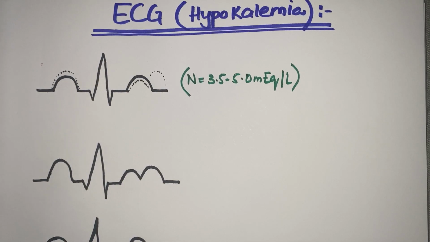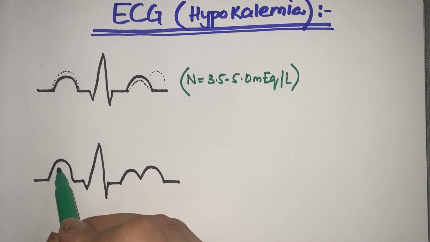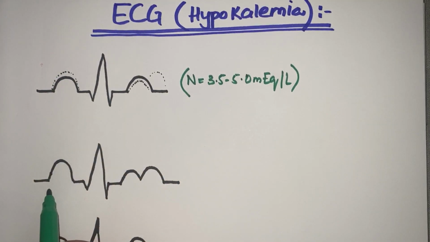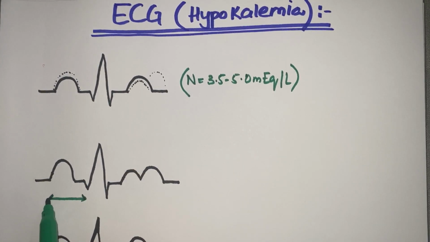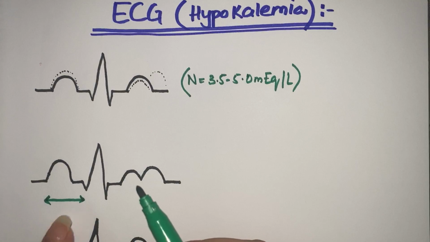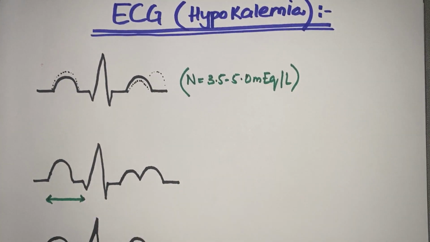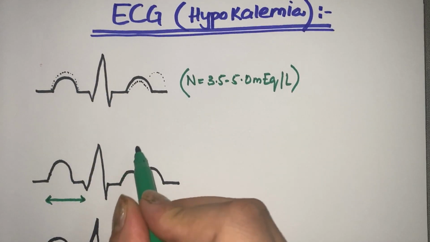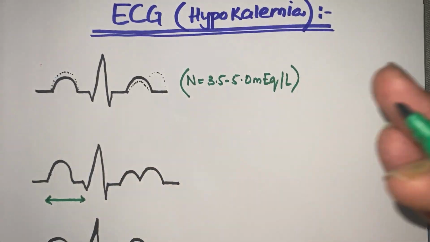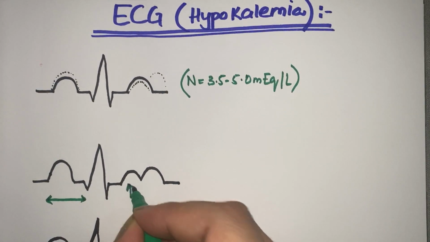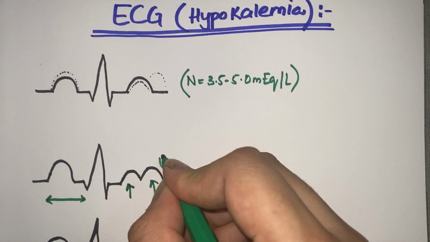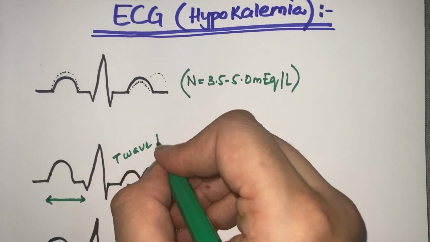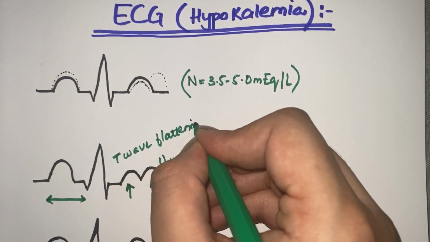When hypokalemia develops, first of all there is a slight increase in P wave amplitude, and the PR interval will be increased. Not initially, initially the PR interval will be normal; in the third phase it will increase. First of all, the T wave will be flattening. Since there is less potassium, T wave flattening will be seen and a U wave will appear. So the first change seen is that the U wave appears and there is progressive T wave flattening.